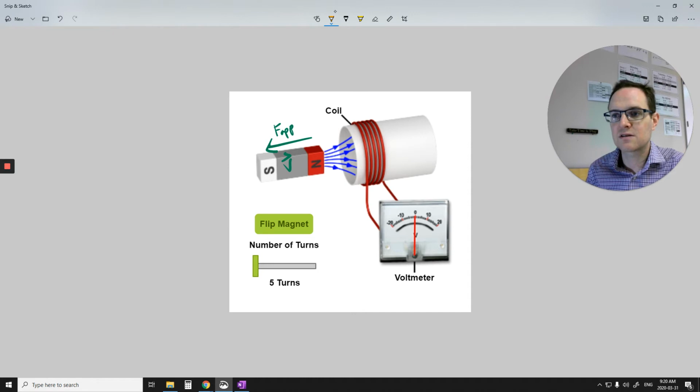It's going to induce a current here that's going to produce a magnetic field. But it wants to stop that motion. It wants to stop it. So it's going to produce a south here this time rather than a north, and there's going to be a north on this side.